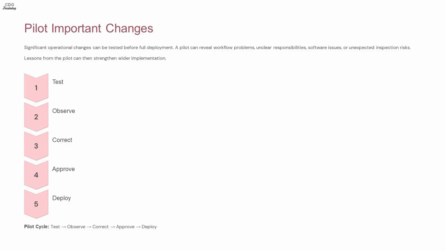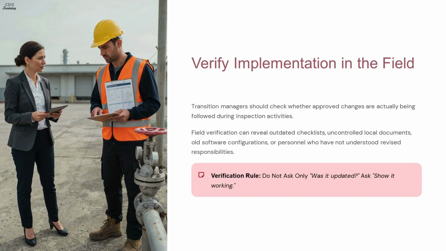Significant operational changes can be tested before full deployment. A pilot can reveal workflow problems, unclear responsibilities, software issues, or unexpected inspection risk. Lessons from the pilot can then strengthen wider implementation. Transition managers should check whether approved changes are actually being followed during inspection activities. Field verification can reveal outdated checklists, uncontrolled local documents, old software configurations, or personnel who have not understood revised responsibilities.